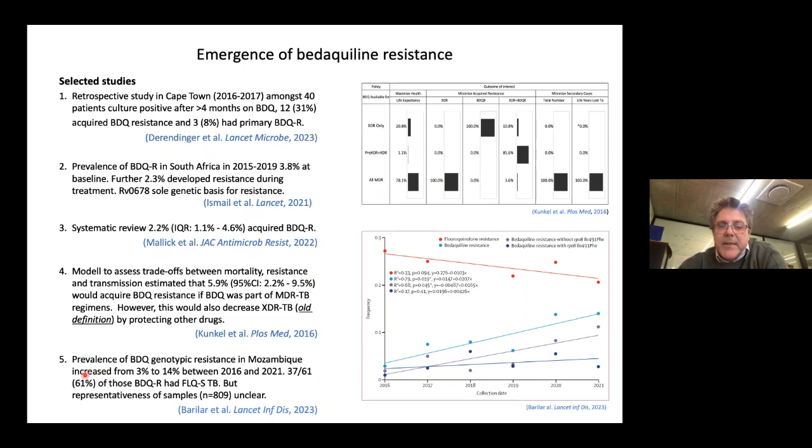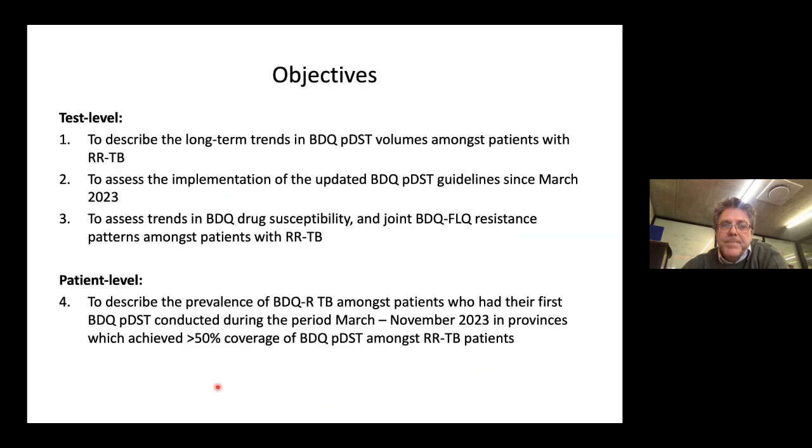Also worth noting that 61%, or 37 out of 61 of those with bedaquiline resistance in Mozambique, had fluoroquinolone-sensitive TB. So a substantial proportion had FLQ-S TB.